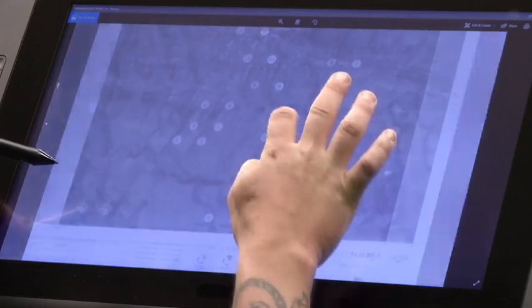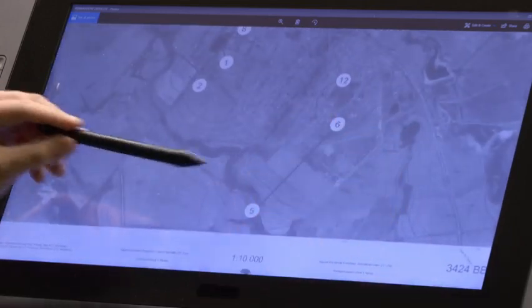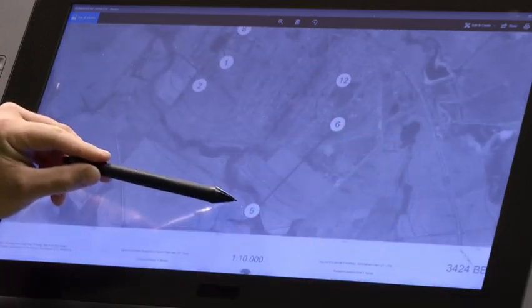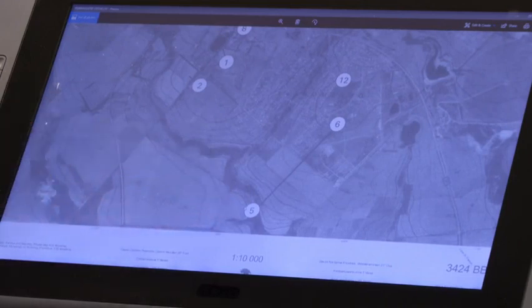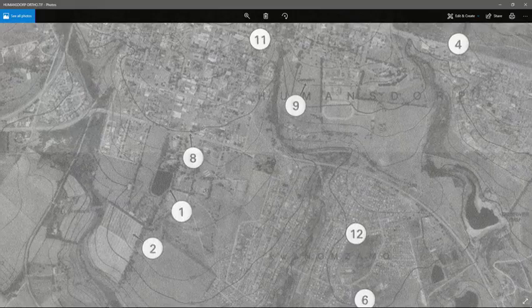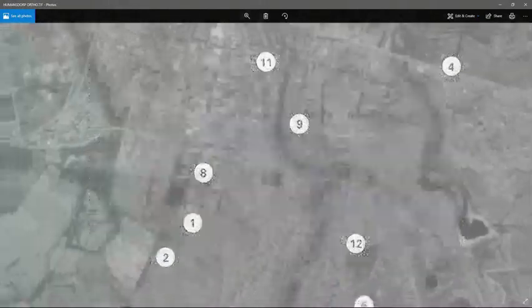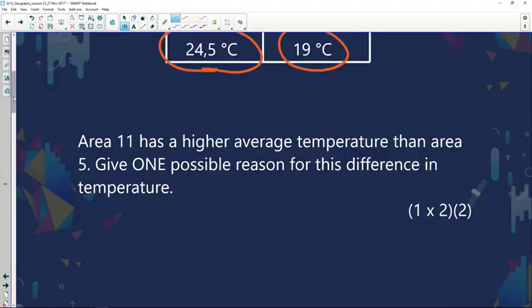And there's area 5. Now one thing is for sure, if I look at area 5, it looks like it's on the bottom of the valley floor. And if we look at area 11, that's mainly where the settlement is found. Okay. Now let's go and look at the question being asked. Area 11 has a higher average temperature than area 5. Give one possible reason. If you look at area 11, you see settlement.